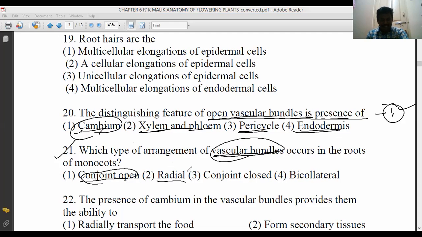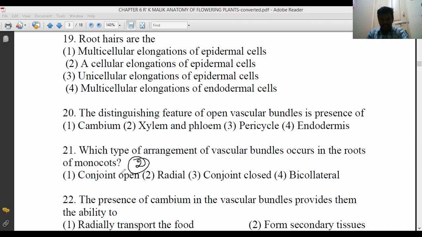Radial vascular bundles. Radial vascular bundles means what? Xylem and phloem within a vascular bundle are arranged in an alternate manner on different radii in monocot plants. So radial vascular bundles are commonly found in monocot roots. Conjoint closed are also dicot. Bicollateral are found in dicot plants only. So among the 4 options, the second option is correct. Radial vascular bundles are found in monocot roots.